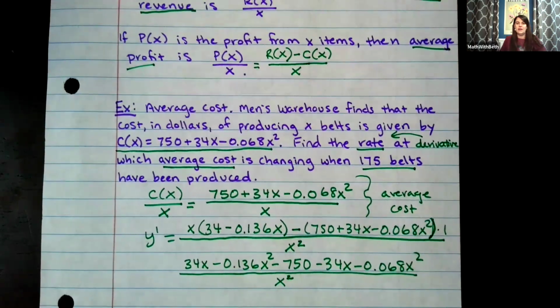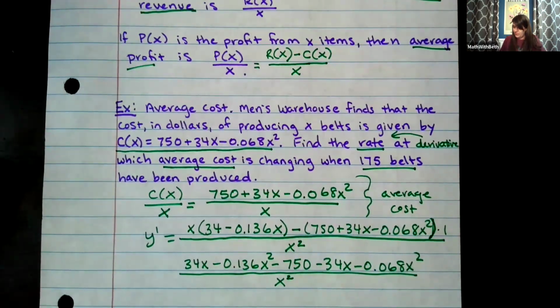So I'm now going to plug in 175 for all of my X's because that's what they wanted me to find. The rate of change, which means the derivative at 175. So I'm going to carefully plug it into the top first, and then I'm going to divide that by the bottom.